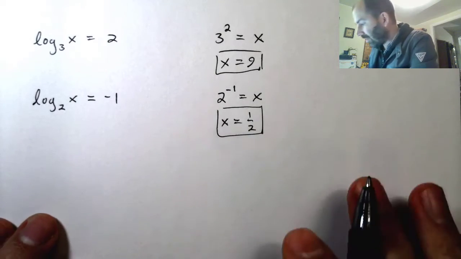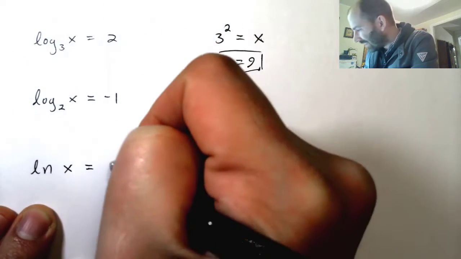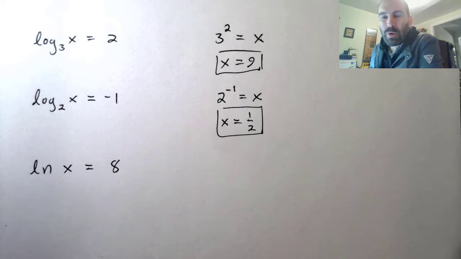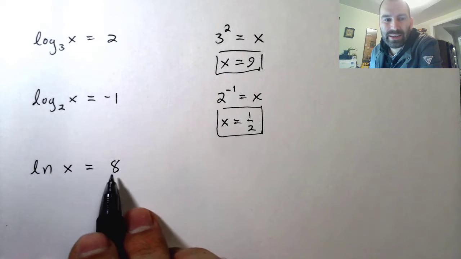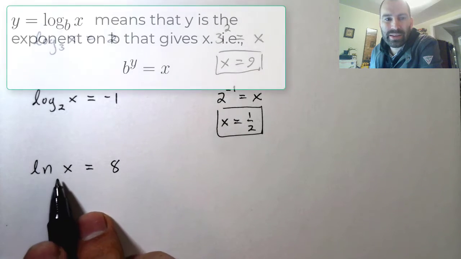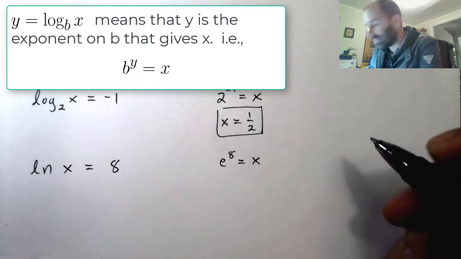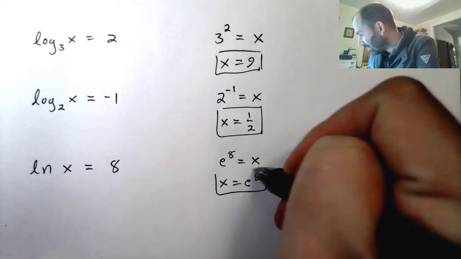All right, let's try another one. Let's try natural log. Natural log of x equals 8. Well, remember what natural log is. It's log base e. So this is saying that 8 is the exponent on e that gives x. So in other words, e to the 8 equals x. Well, there's my answer. X equals e to the 8. Done.